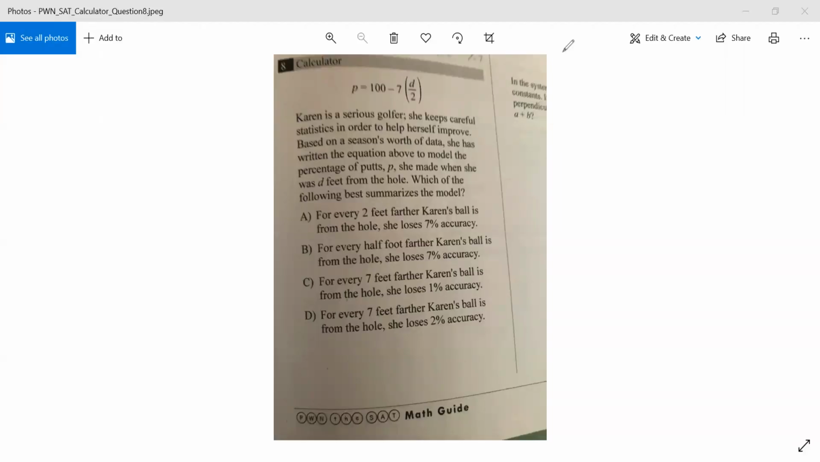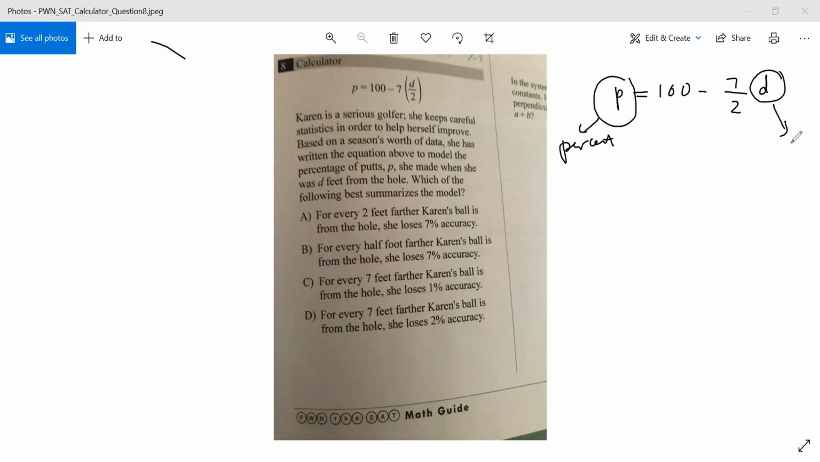So first we can try to understand the equation. So P equals, okay, with this type of question, the very first thing we need to do is try to understand this form and what this represents. So this is our Y value, which is percent, and this is the X value.